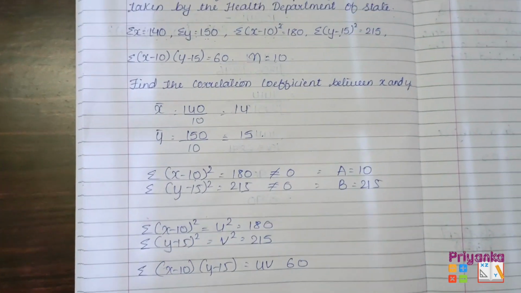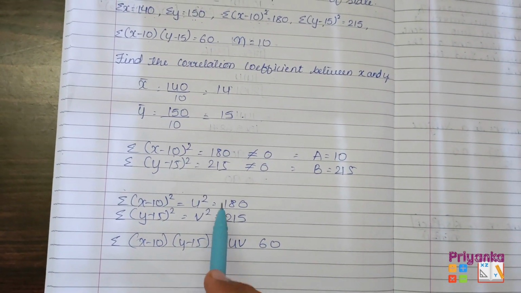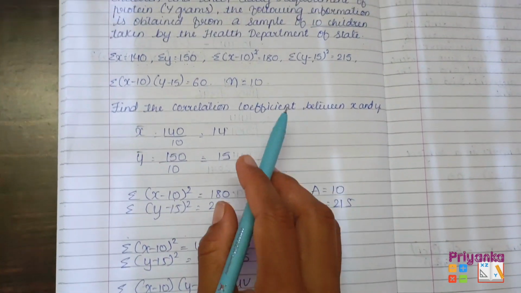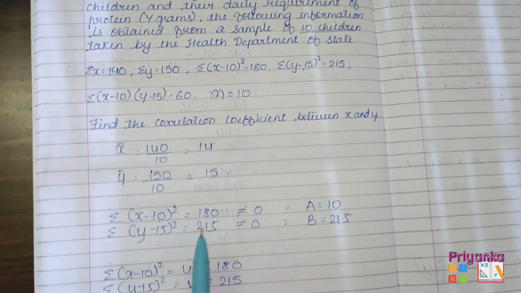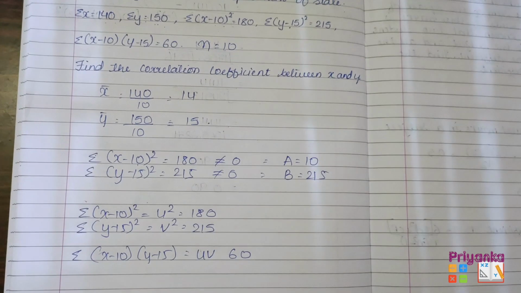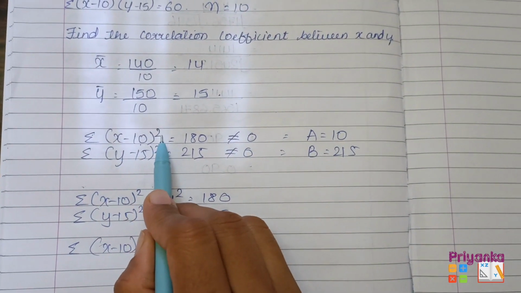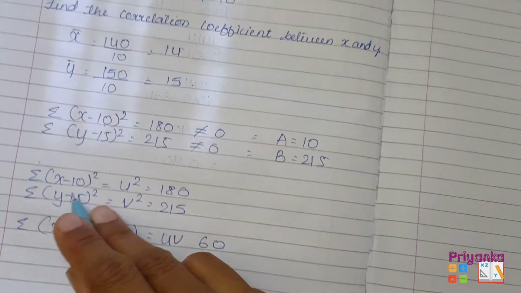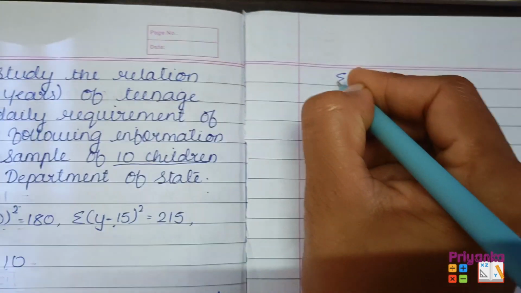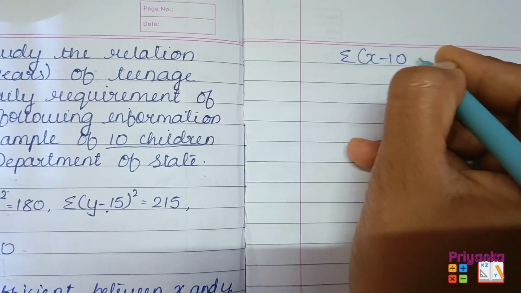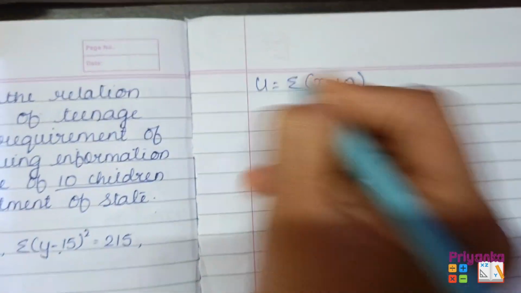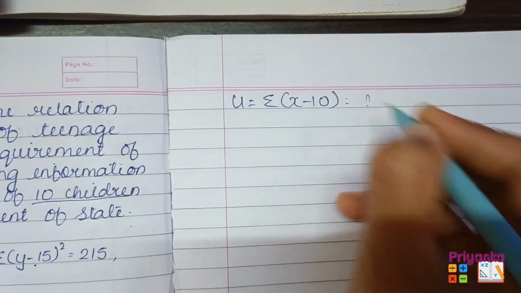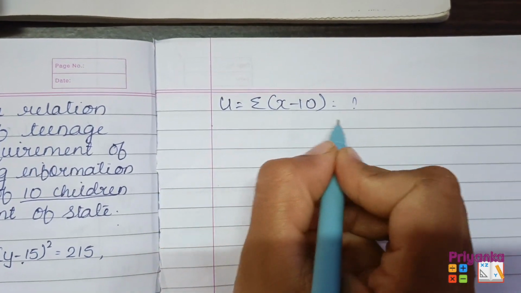Now the twist in this question is that the values of u and v, without square, are not given to us. So that's what we are going to find out in this question. Here sigma x minus 10 whole square we denoted as u square. So just take this sigma x minus 10 as u. But here no value is given. We need the value for u, right?